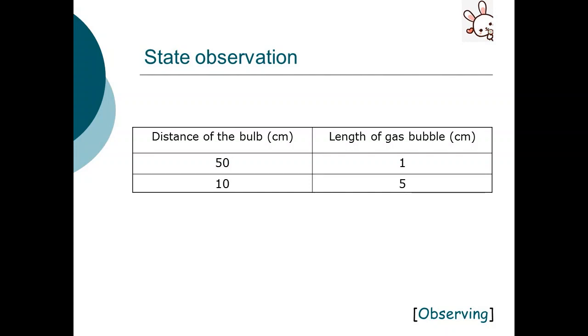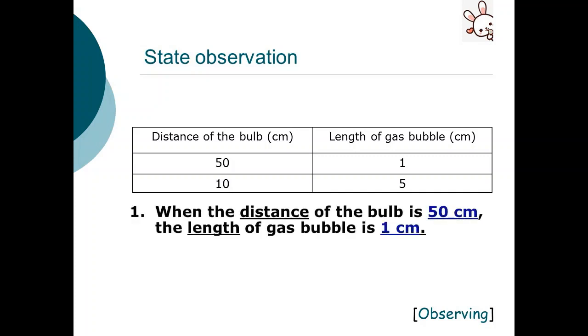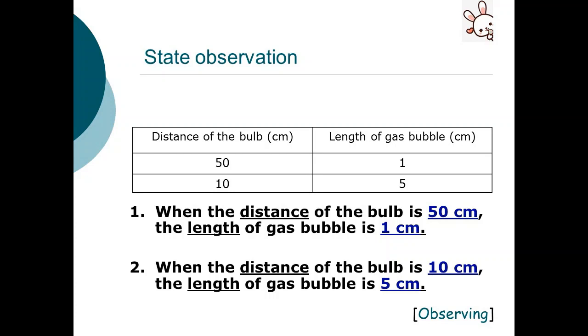Done? Now we look at the answers. We can write in this way. When the distance of the bulb is 50 cm, the length of gas bubble is 1 cm. The second observation, when the distance of the bulb is 10 cm, the length of gas bubble is 5 cm. So always remember the observation is MV, RV, and the value with the unit.